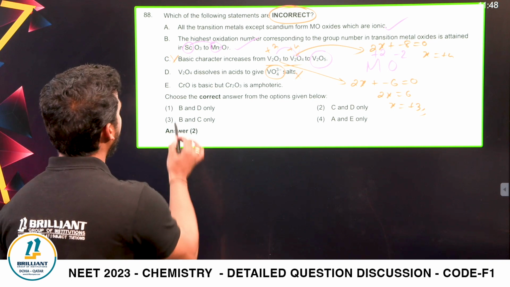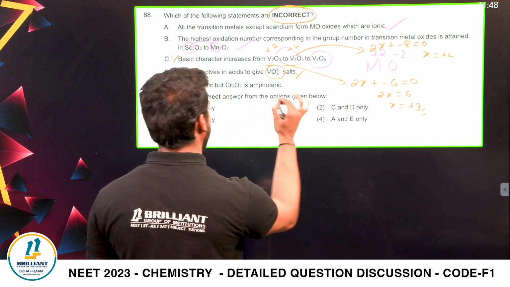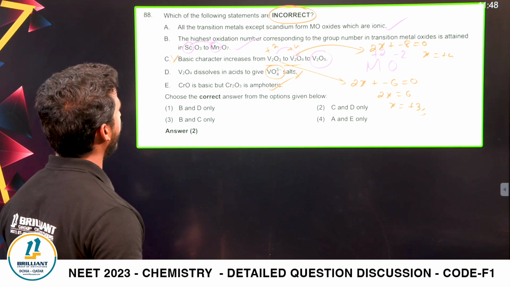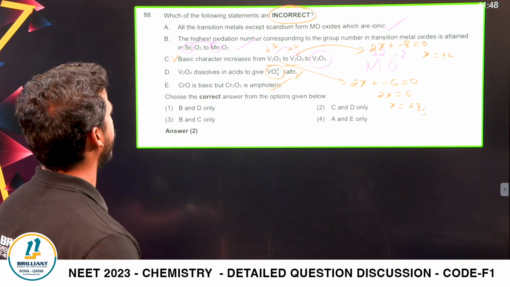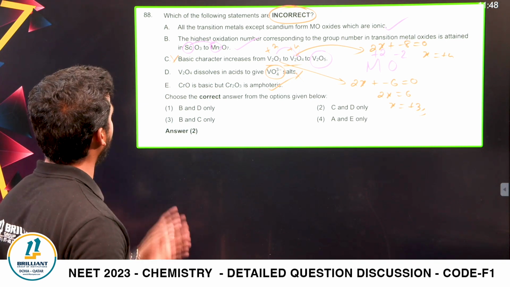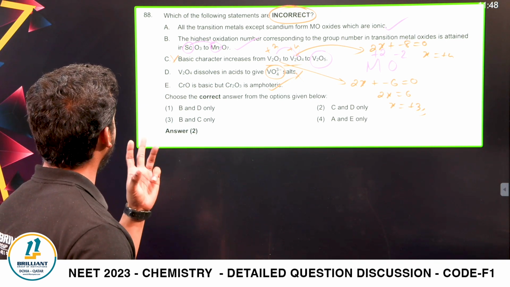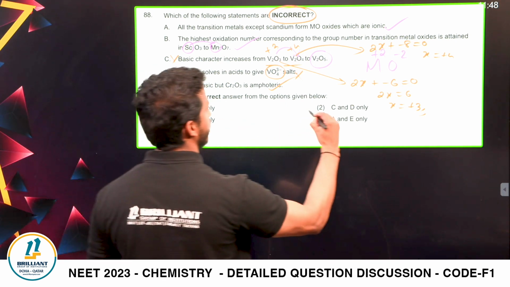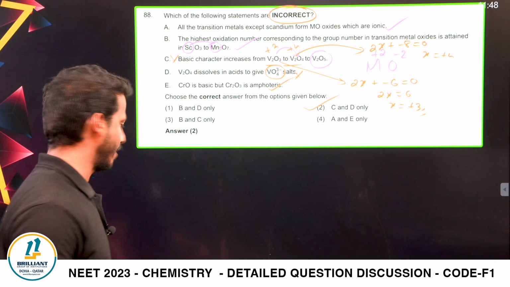Now, CrO is basic, but Cr2O3 is amphoteric. Yes, the basic and amphoteric oxide list you already studied. So, which are all the incorrect statements? That's the question. A is correct, B is correct, C and D are incorrect, right? C and D are incorrect. So which is that answer? Option 2 is the correct answer.